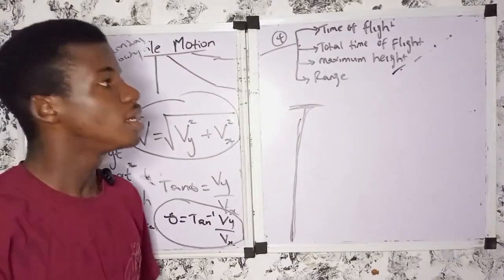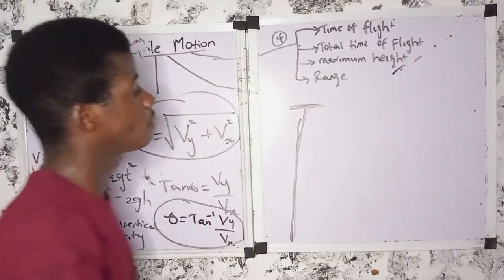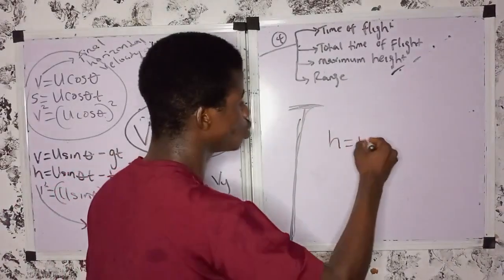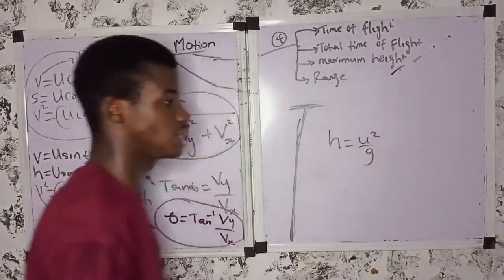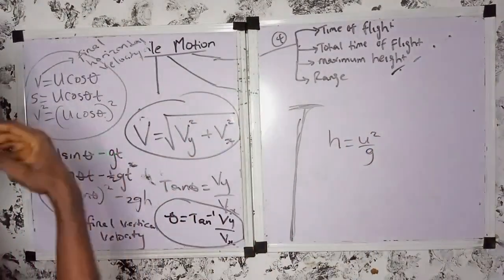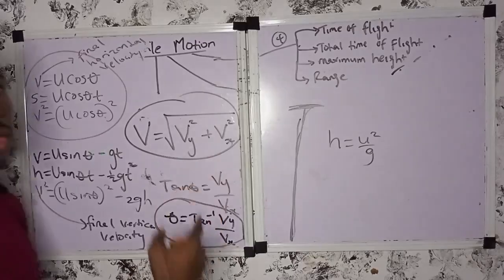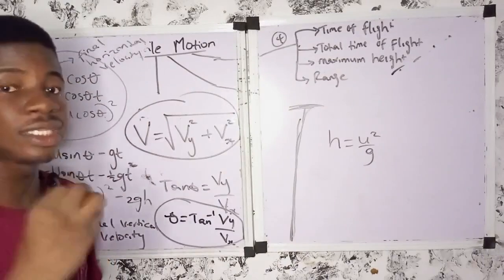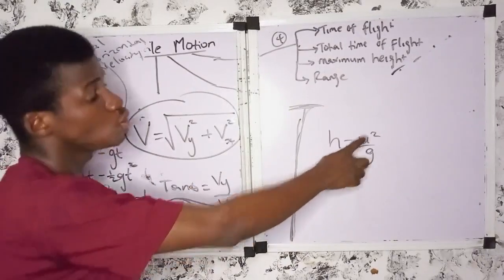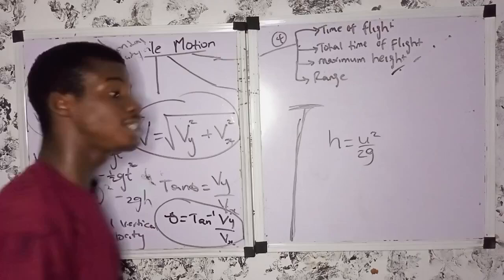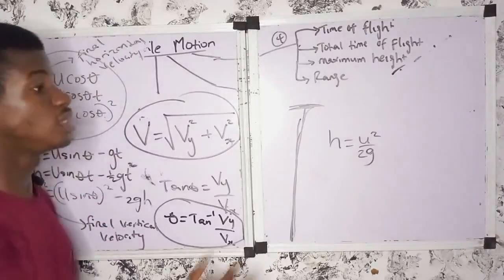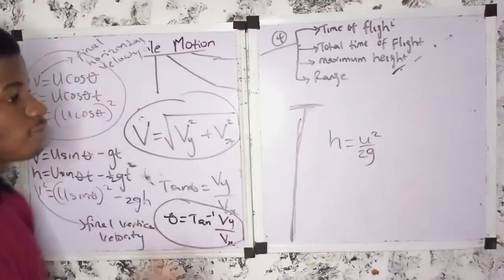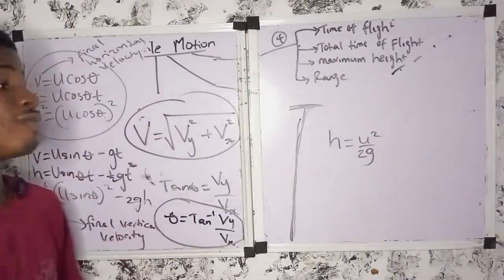Now, let me give you the formula for maximum height. Maximum height is h equals u square over 2g. Sorry, h equals u square over 2g. This is the formula for maximum height.